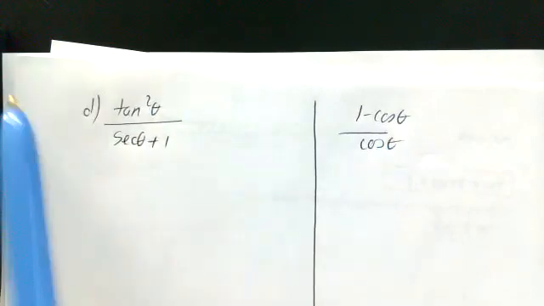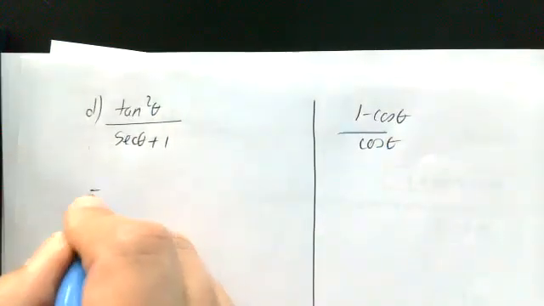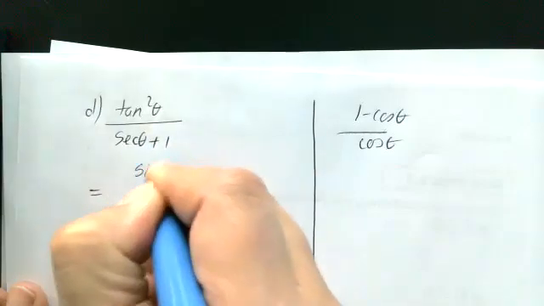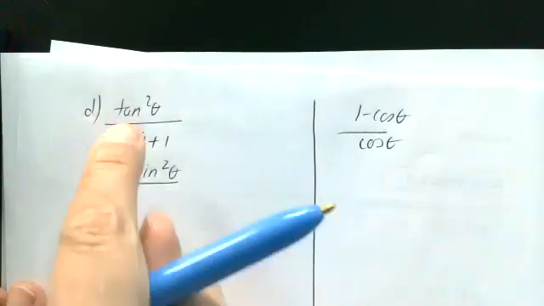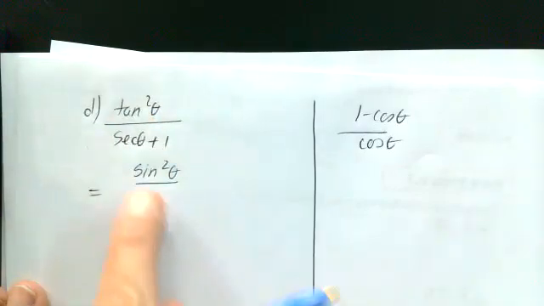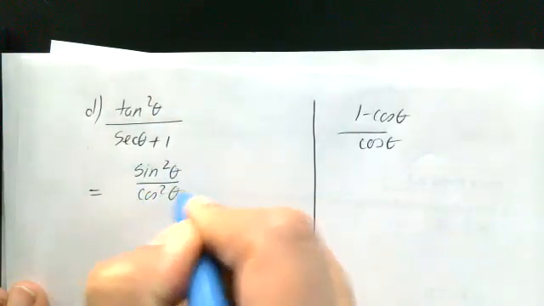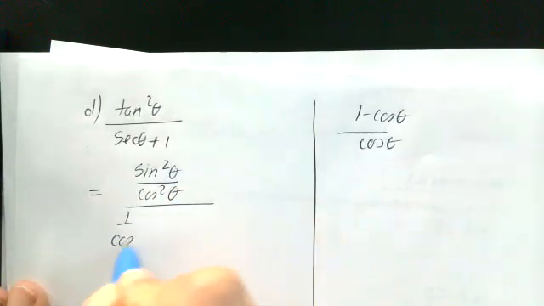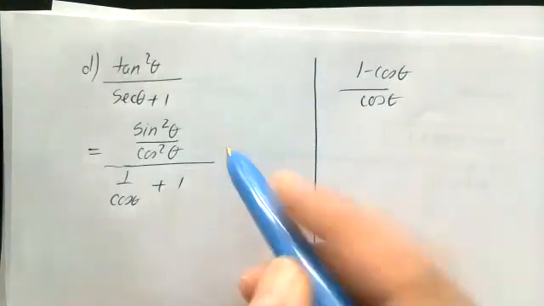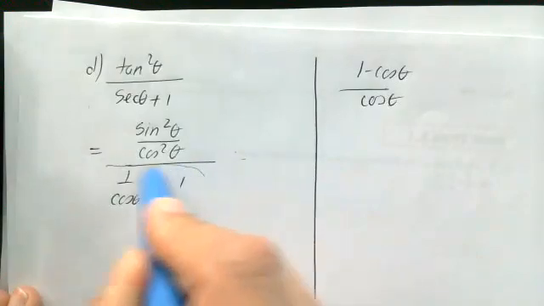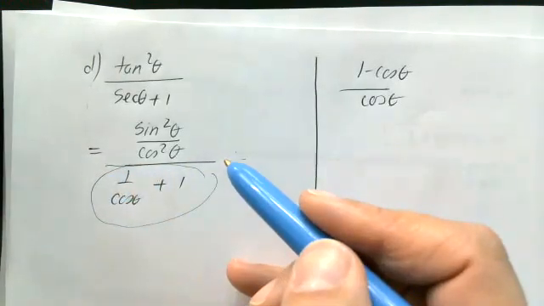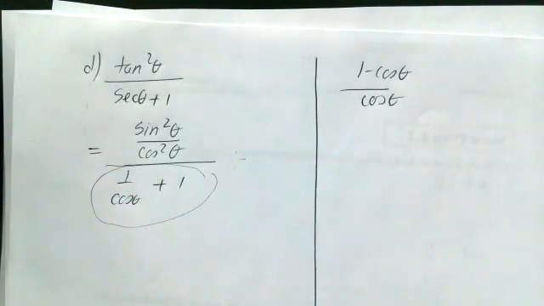And since my right-hand side is cos, I would change everything into sine and cos. So let's do that. Tangent is sine over cos. Just make sure you square it because your tangent is squared as well. So sine squared theta over cos squared theta, over secant, which is 1 over cos, plus 1. Now I can't just divide by the reciprocal because at the bottom I don't have a nice combined fraction. So I would have to combine the fractions first. Common denominator for these two is cos.